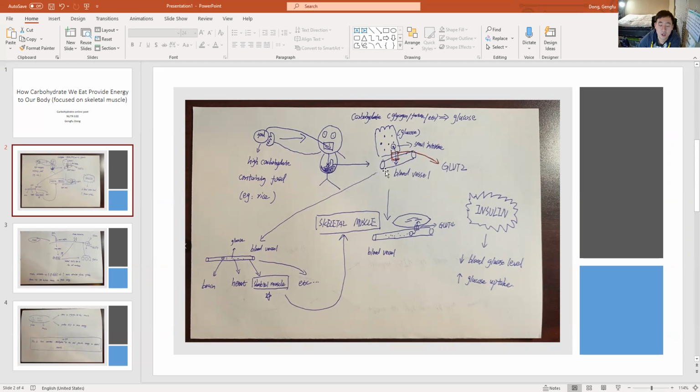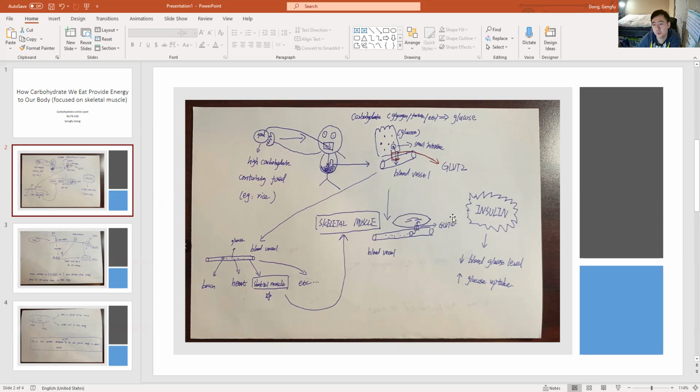So after the glucose is transported into the vessel, it can be distributed into many different organs, the brain, the heart, and here, I want to focus on the skeletal muscle because it's very important. So let's take a look here. This is muscle and this is blood vessel. In general, the glucose inside the blood vessel will finally go into the skeletal muscle.